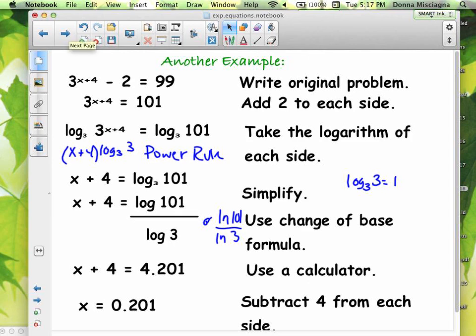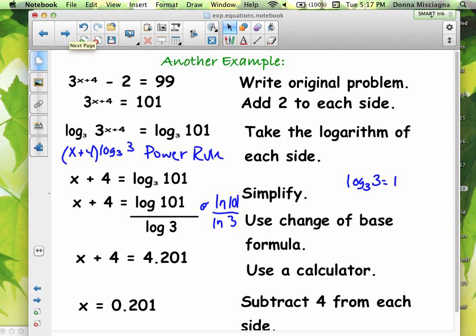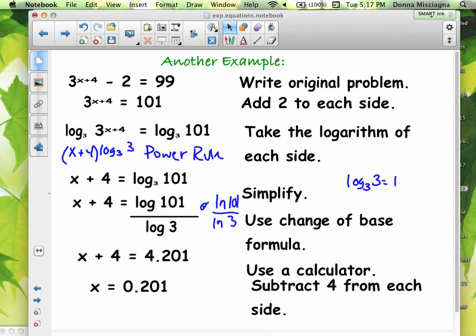And, well, base 3 is really just not a very friendly base to be working in. So we want to change it to either natural log or to log base 10. It doesn't make any difference which one you choose. All right, so we have x plus 4 equals log 101 divided by log 3. It's always the log of the result divided by the log of the old base, to change that to a base we can work with. And now all we have to do is use a calculator and subtract 4 from both sides, and we have x equals 0.201. Right, so these really aren't that difficult. Not with logs helping us out.